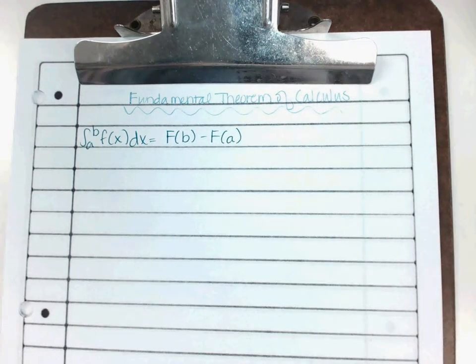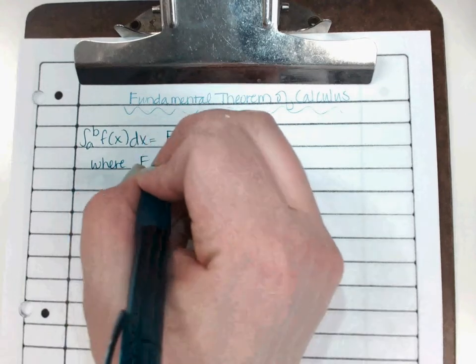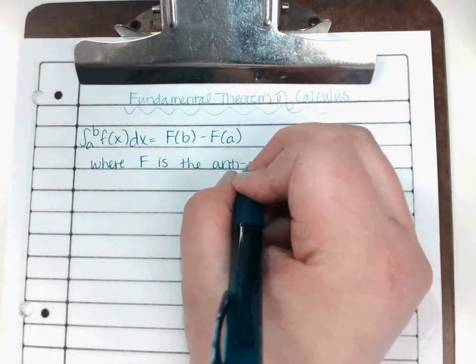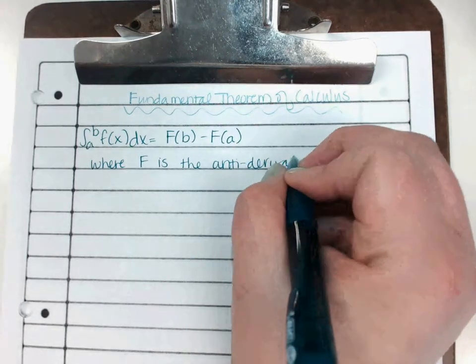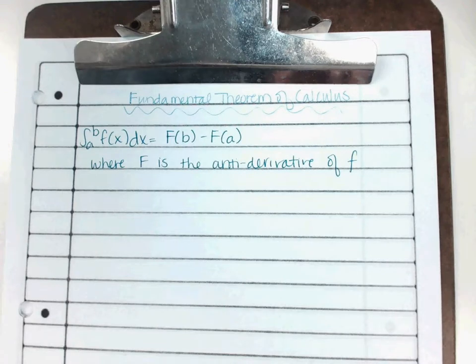Okay, the integral of little f from a to b is capital F of b minus capital F of a. Now, do any of you guys remember what capital F stands for? The antiderivative. Very good. So I'm going to put here, where capital F is the antiderivative of little f. Okay?